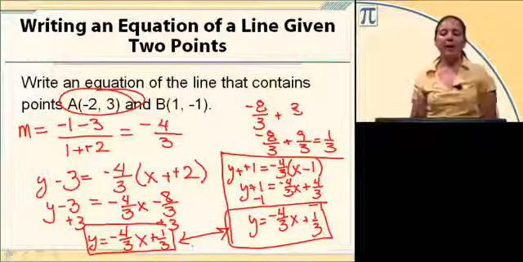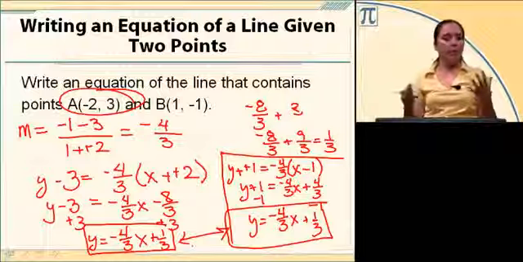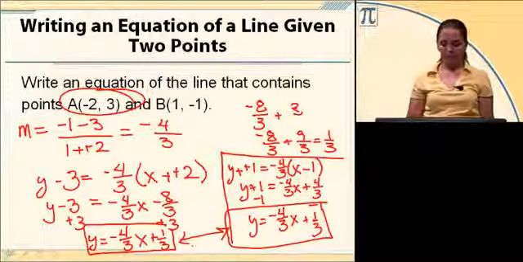So when you're finding the equation of the line and you're given 2 points, find the slope, then pick one of the points and plug it into point-slope form.